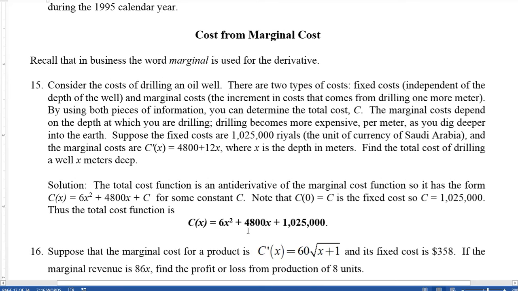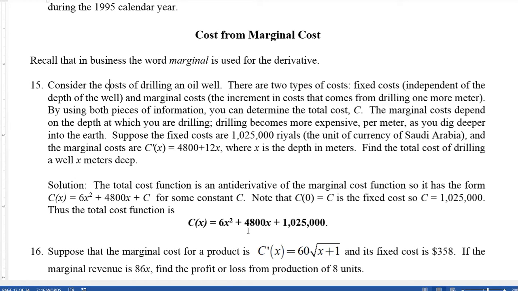Okay, let's try another one similar to this. Let's see if you can do this one. Suppose the marginal cost for a product is C prime of x equals 60 times the square root of x plus 1, and the fixed cost for that product is $358. Let's suppose that the marginal revenue is $86. Find the profit or loss from a production of 8 units.